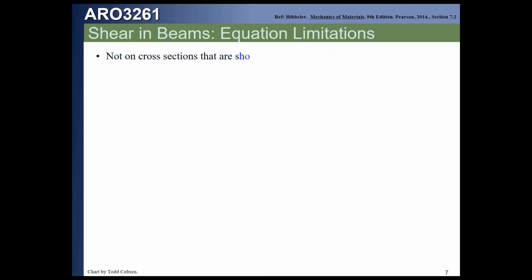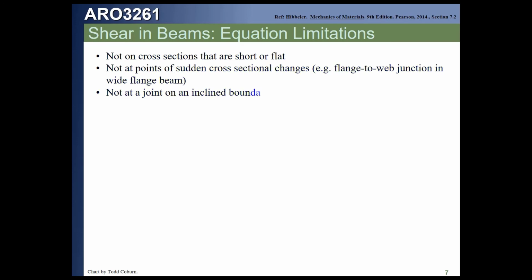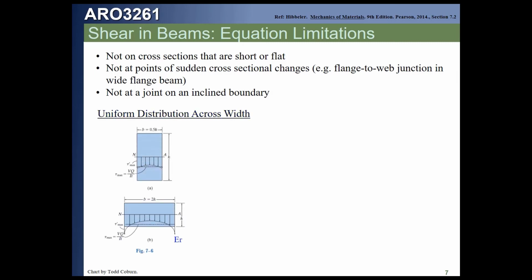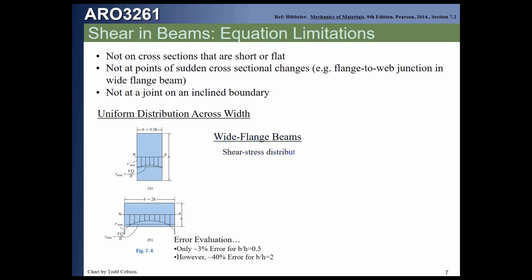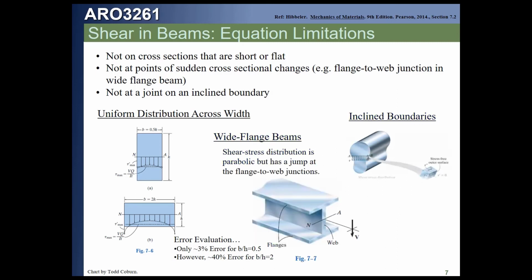These equations do have limitations. They're not as accurate for cross sections that are short or flat. It will give you less accurate results where there's a sudden cross sectional change, and it won't work properly at a joint or inclined boundary. However, we're often going to blindly run forward and use it anyway, because the errors tend to be relatively small. Okay.